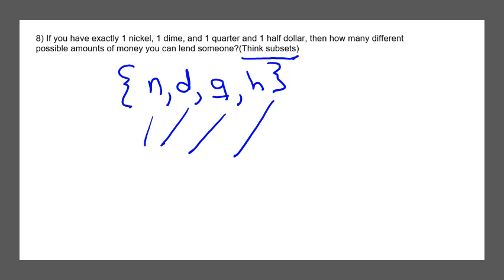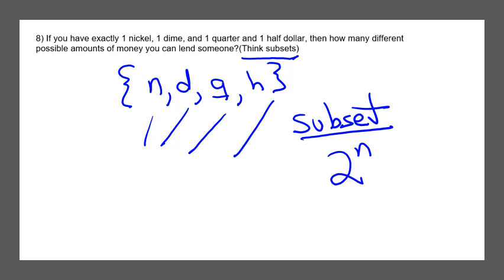When you are selecting elements from a set, you are forming subsets. Well, when you form subsets, you know how many possible subsets there are, and that is 2 to the n. In this case, n is equal to 4, so 2 to the 4th is 16. There are 16 possible ways of lending somebody money. Now, the empty set would represent the scenario where I choose not to lend them anything, right? So think about this problem again. It's a very common type problem on a final exam, so think about it.